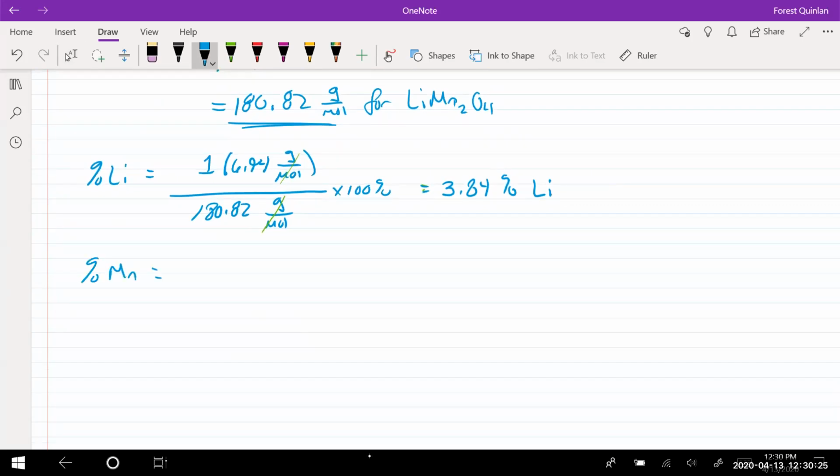If we look at the percent of manganese, well, there were 2 of them, and they weighed 54.94 grams per mole, and the whole thing weighed 180.82 grams per mole. Real quick, where are you getting the 3.84? Because I'm trying to do it alongside of you, and I got a 3.8. You got 3.8 what? Percent for lithium. Yeah, and I got 3.84%. Where'd the 4 come from? I don't know. Do we have confirmation? I'm just looking at the last little shred of paper that I wrote down some old numbers for. I don't have a calculator here.